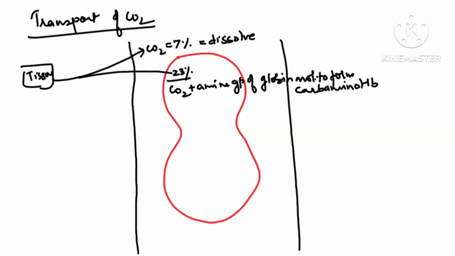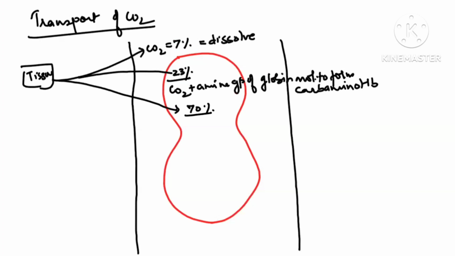Here I will just try to focus. Oxygen is carried by the heme group, not by the globin part. Oxygen is carried by the iron of the heme group, and carbon dioxide is carried by the globin molecule of hemoglobin. Clear? Now the remaining 70% is C.